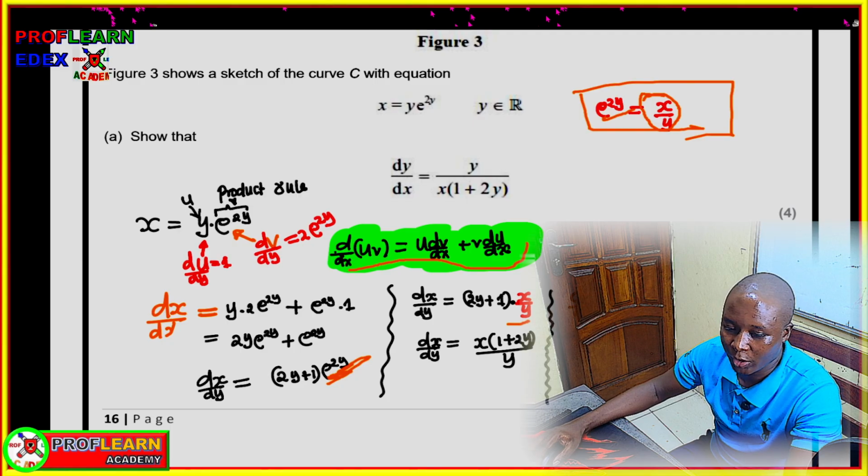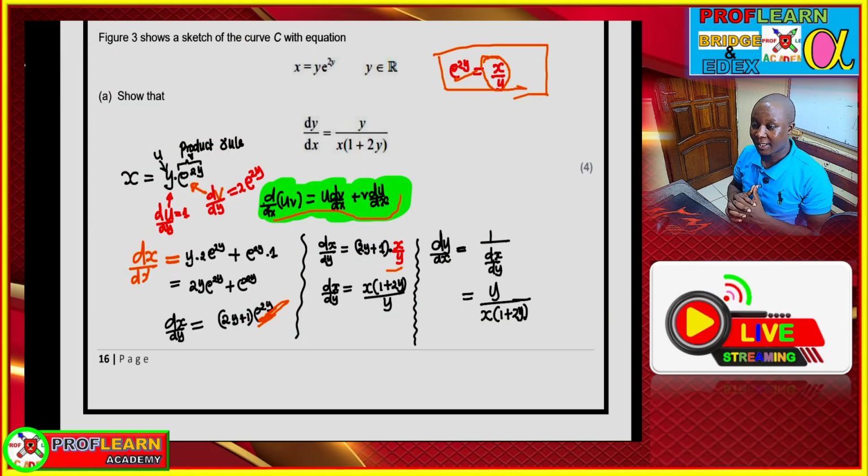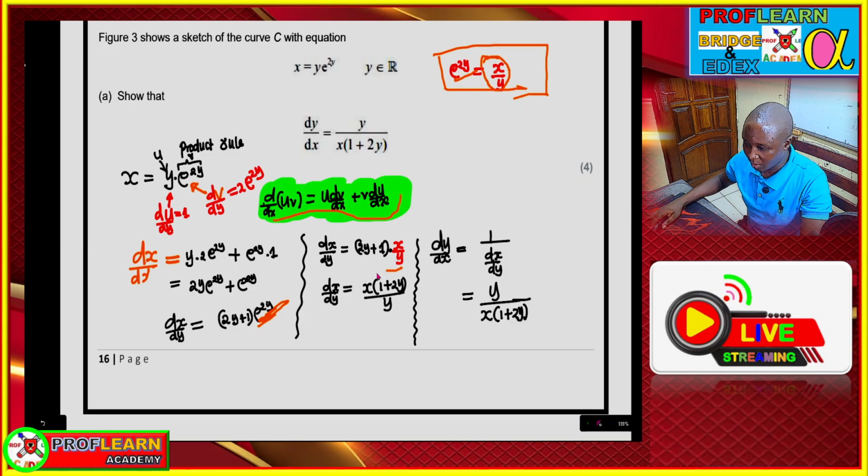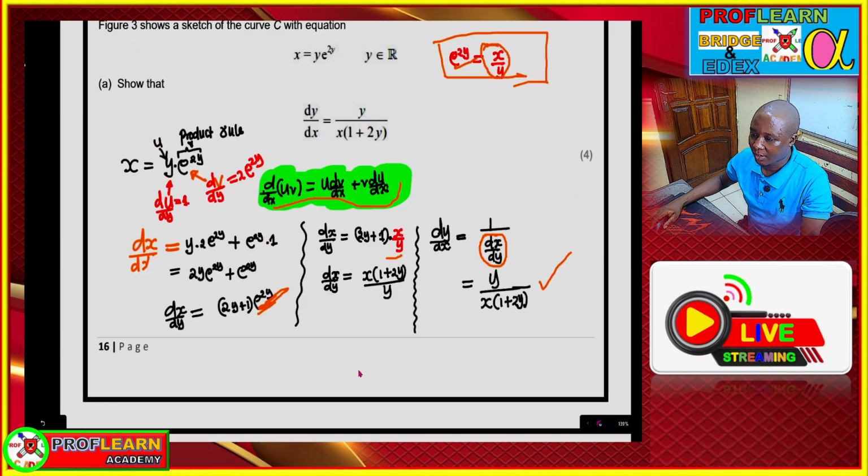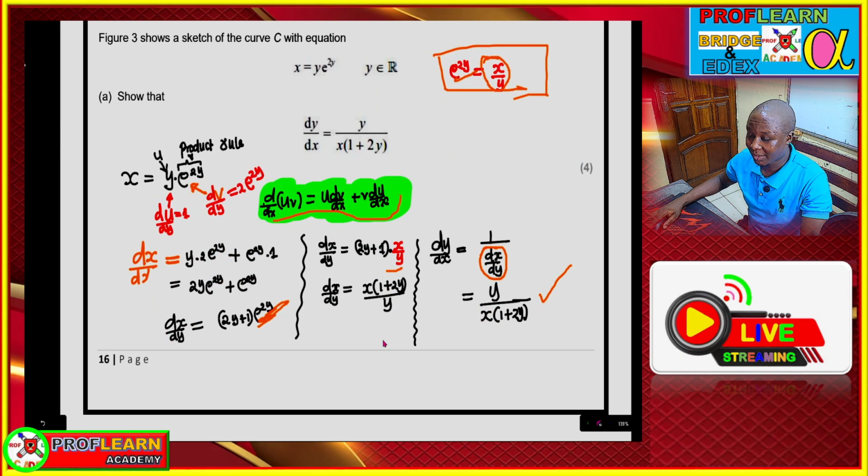But the question was asking us to find what? dy/dx, but here what we have is dx/dy. So at that point, what you really ought to remember is that dy/dx is the same as 1 over dx/dy, meaning that we are going to find the reciprocal of dx/dy to get our answer, and we got our answer like that. Yeah, so that's what you're supposed to do for questions like that.